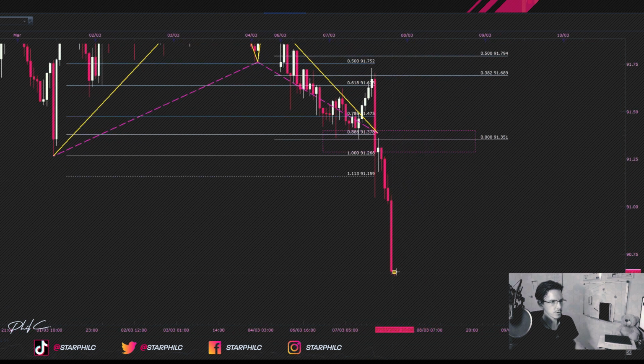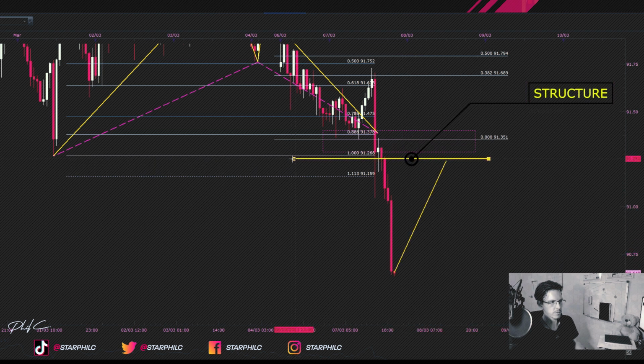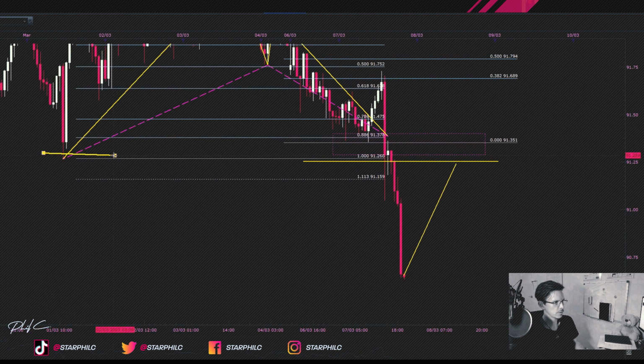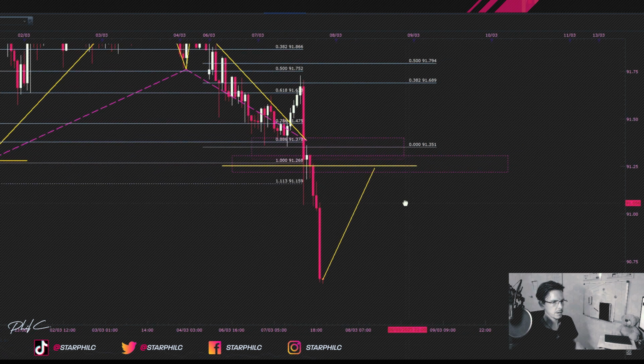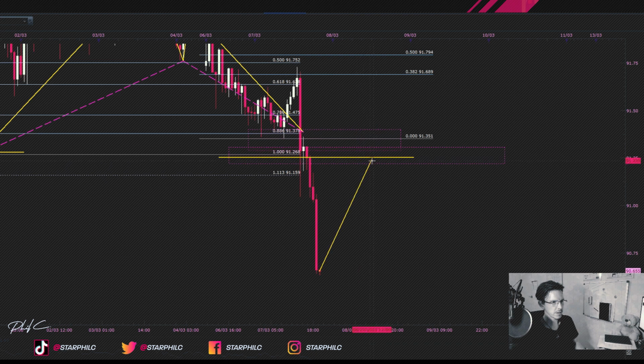Where is price action most likely to go to? Right here. Previous structure level, this low right here. Let's put that there, anticipating this structure level like here. And then we might get a move down and then another move up, giving us a W formation.